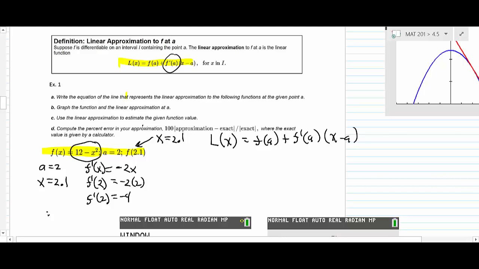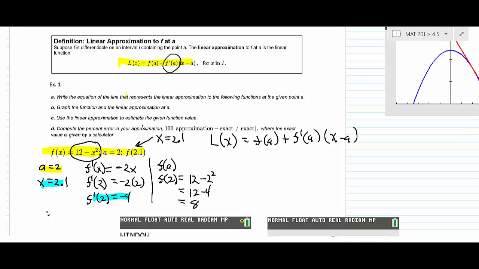Let's see if we've got everything. We definitely have a. We have x. We've got the derivative. We got one other thing we need to know, and that is what is f of a. Well, a is 2, so we're going to do f of 2. How do you find f of 2? You just take the function I gave you and you plug in. That's going to be 12 minus 2 to the second. That's 12 minus 4, so that's going to be equal to 8. So right now I'm doing stuff that you're familiar with, and putting the whole thing together is what the new thing is.